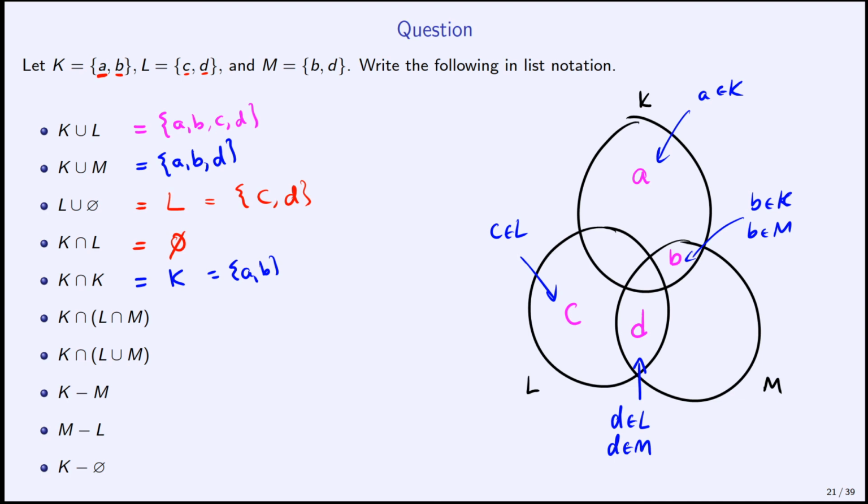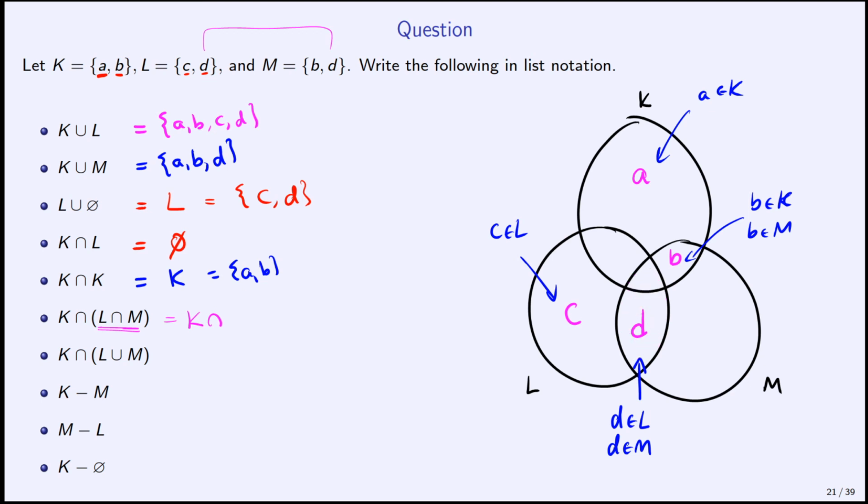Okay, now we're putting multiple sets together, so K intersection L intersection M. So what I'm doing first is I'm taking the intersection of L and M. So I want K intersection whatever is shared with L and M. So what elements are in both L and M? Well, L and M both share the element D. And if we take a look at our Venn diagram, that would be this section right here. This is this area that is shared by both L and M.